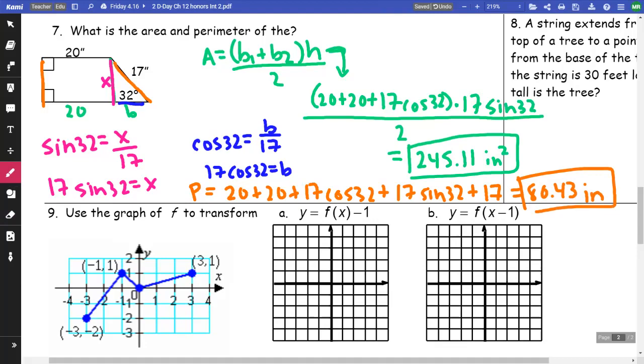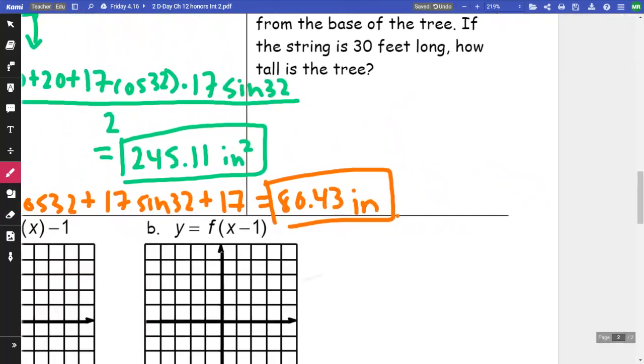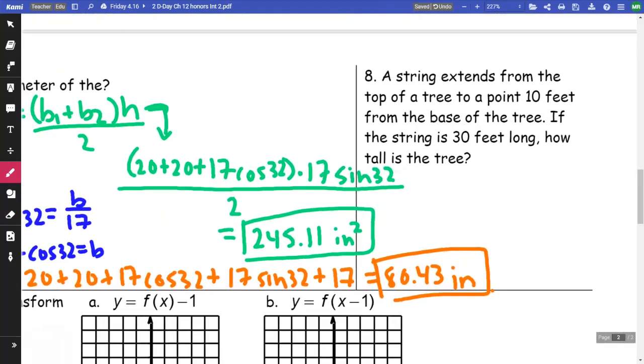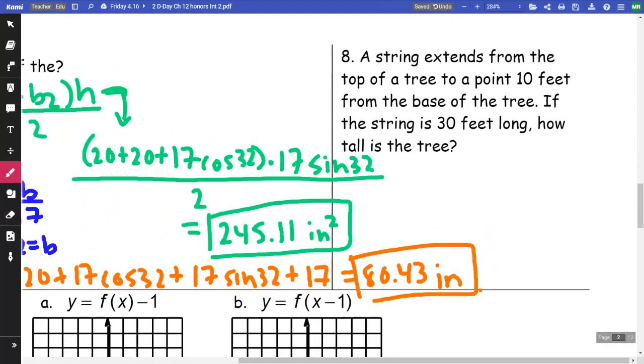Okay, on number 8, a string extends from the top of a tree to a point 10 feet from the base of the tree. If the string is 30 feet long, how tall is the tree? Basically I'm going to have something like this. This is 10 feet away. The string is 30. We want to know how tall the tree is.